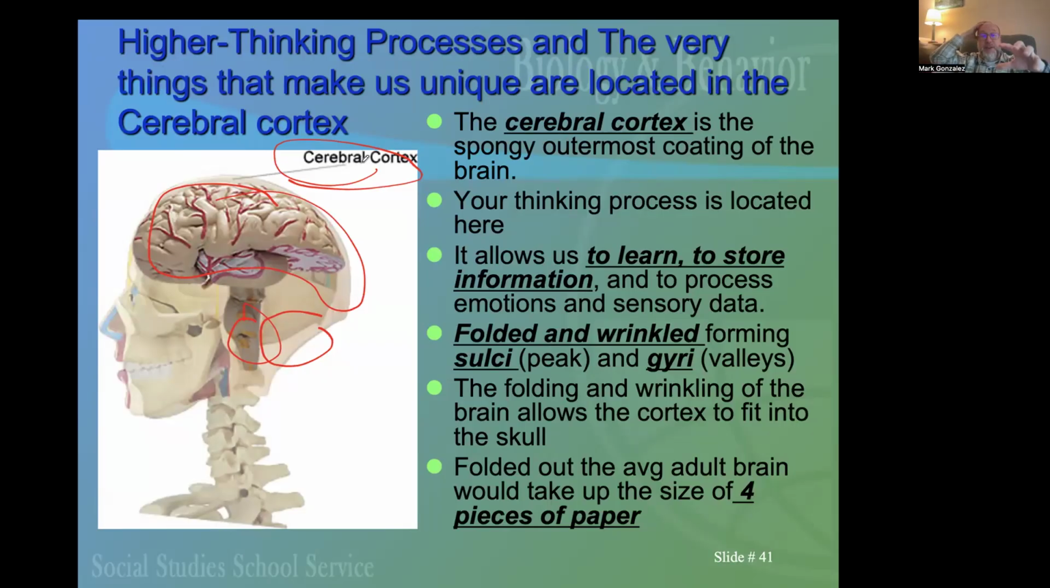As you could see from this model, as well as you've seen in pictures, it's all folded up and wrinkled. It's got peaks and valleys, or sulci and gyri. The folding and wrinkling of the brain does allow that cortex to fit into your skull. Because if you unfolded your brain, the average adult brain would take up the size of about four pieces of paper put together. So God allowed that brain to be folded up and fit into the smaller skull area.